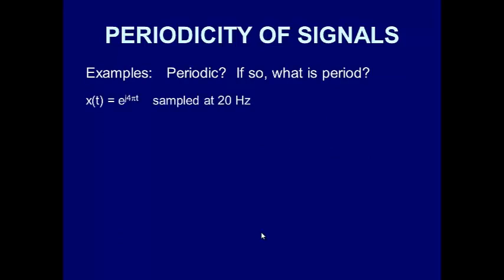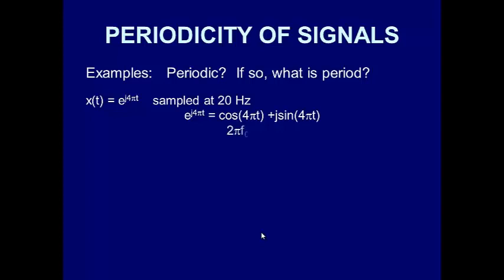How about this one? e to the j 4 pi t, sampled at 20 hertz. Oh, no. There's an e to the j up there. Euler. What is that? Tell me what this is in cosines and sines. Cosine 4 pi t plus j sine 4 pi t. All right. Is that a periodic signal? Sure. This just happens to be complex. Its real part is periodic. Its imaginary part is periodic. And they both have to be periodic at the same frequency. That's fine.